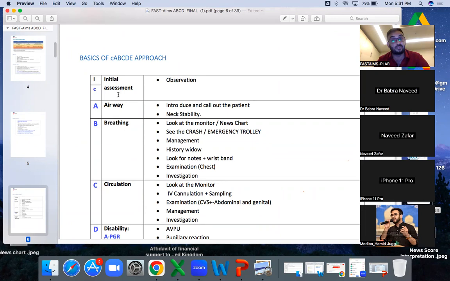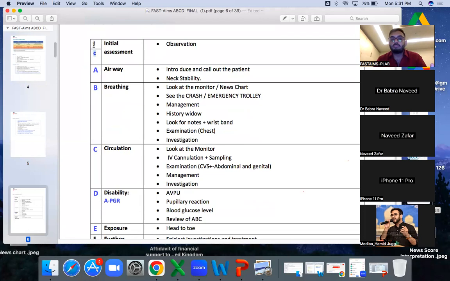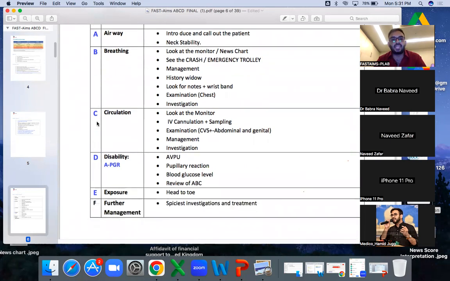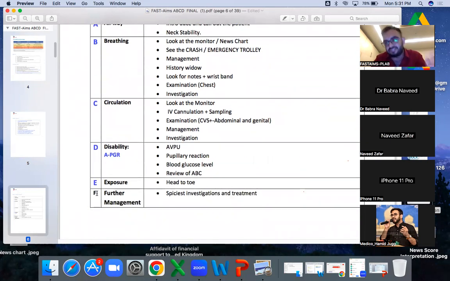Initial assessment is quite important for you. I have put that in this approach, initial assessment I, okay? And I have put this smaller C before the ABCD approach, because it should be in your mind, though it is very less likely that they are going to assess this, but you should know what it is. So our approach will be I, smaller C, A, B, C, D, E, and F.